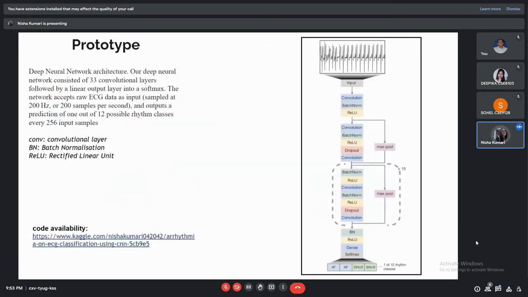Now we can see the prototype of our model. In our DNN, our deep neural network consists of 33 convolutional layers followed by a linear output layer into a softmax. The network accepts raw ECG data as input, which are sampled at 200 Hz, and outputs a prediction of 1 out of 12 possible rhythm classes every 256 samples. Now we'll take a look at this diagram, this flowchart basically.